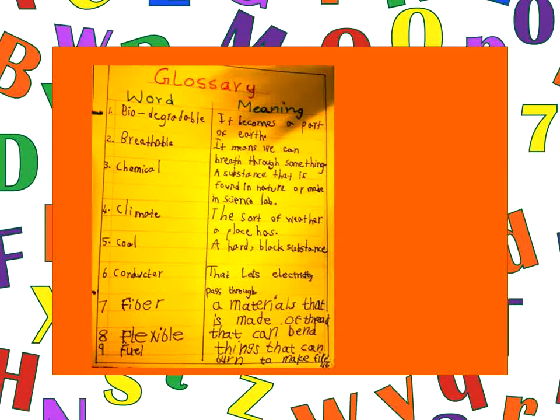As students, you will also find the glossary at the end of your books following the alphabetical order. You can see in this example here, a child has written the words and their meanings, and the words are written in the alphabetical order.